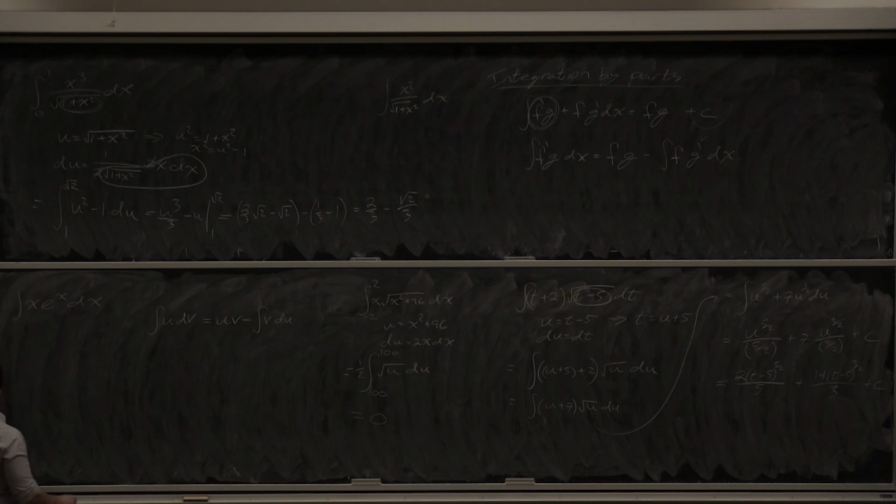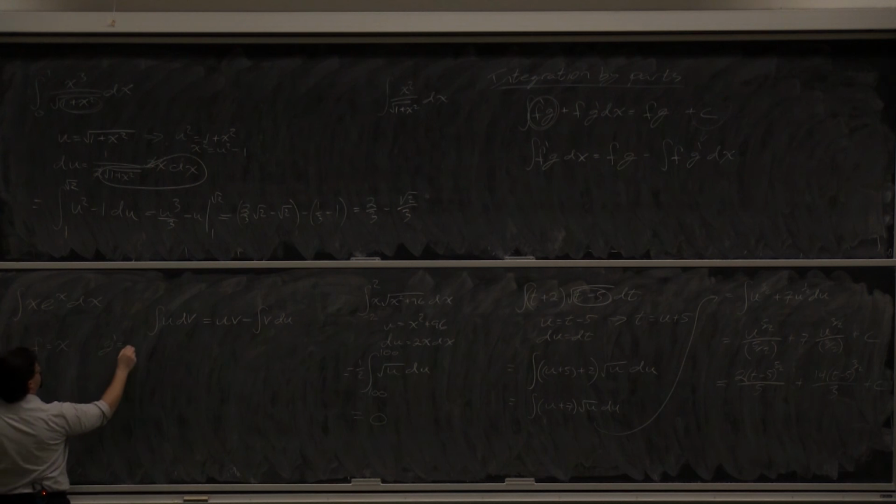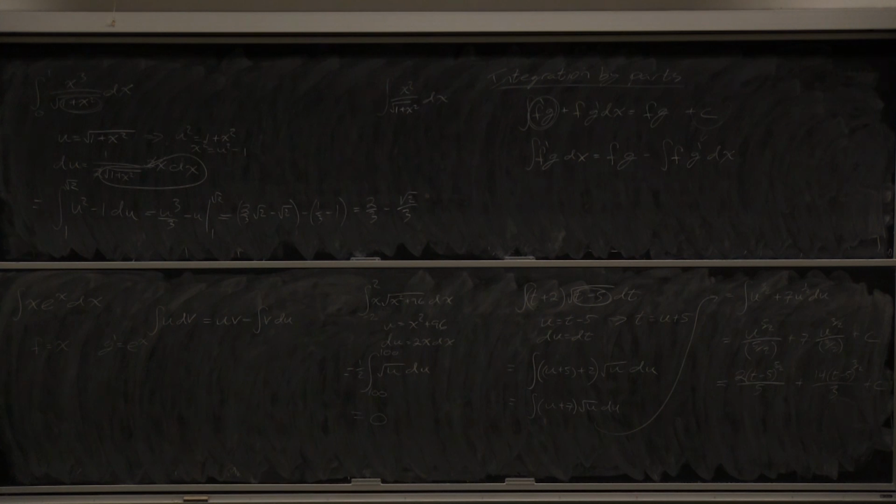So my preferred way of doing this, I will look at f and I will look at g prime. Okay? I want to take the derivative of x. I want to integrate e to the x. It doesn't matter which one you label f, which one you label g. Just make sure you put the derivative sign in the right spot. That's the only thing that matters.